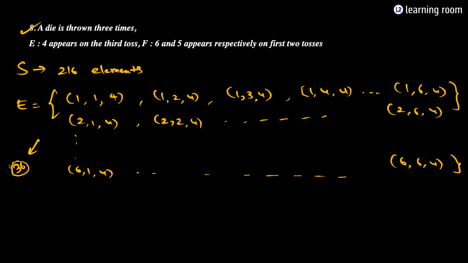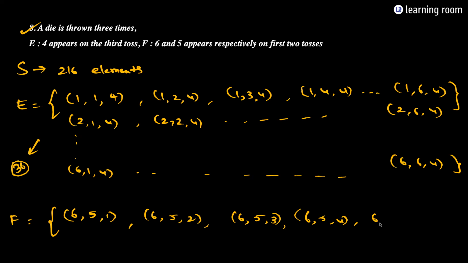What about F? 6 and 5 appears respectively on the first 2 tosses. So 6 comma 5 comma 1, then 6 comma 5 comma 2, 6 comma 5 comma 3, 6 5 4, 6 5 5 and 6 5 6. So what is the probability of E intersection F? How many elements are common in both? It is only 6 5 4.